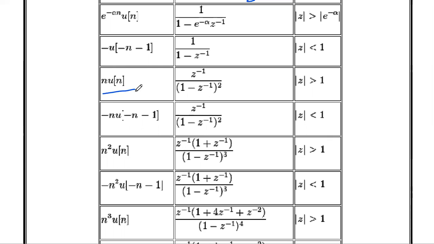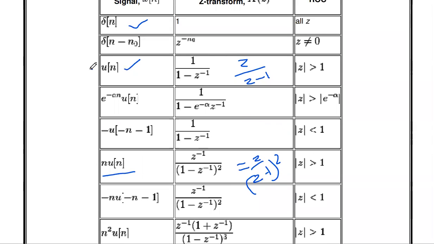Then n into u of n. N into u of n is a ramp sequence, the unit ramp sequence. The ramp sequence is having the Z transform Z inverse by 1 minus Z inverse, or it can be written as Z by Z minus 1 the whole squared. So you just remember any one of them. Z by Z minus 1 the whole squared, and the ROC is modulus of Z greater than 1. Then u of n and u of minus n minus 1 have the same Z transform, but the ROC is different. Modulus of Z greater than 1 here, modulus of Z less than 1.